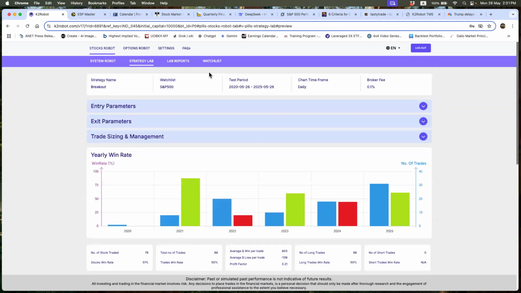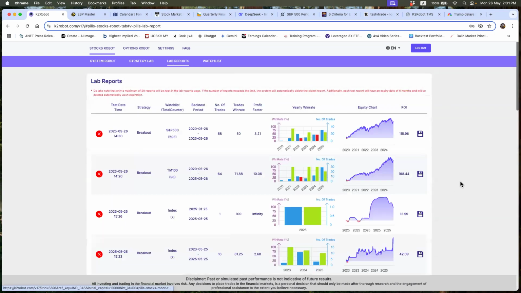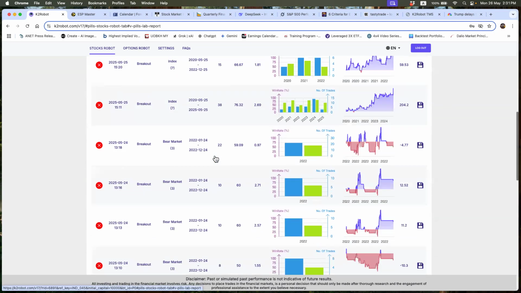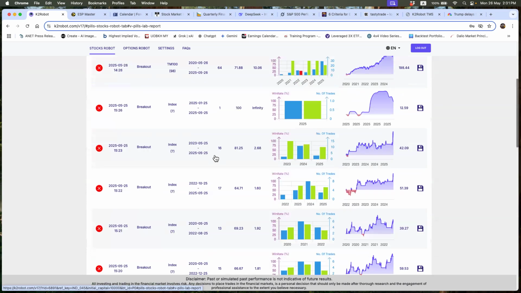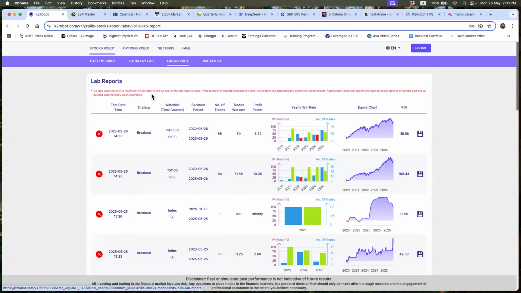Now, before I tweak further, let's go to the lab reports. When you go to the lab reports, all the backtests that you have done will be here. I think we store up to 20 reports. So you can see this is the earlier one that we ran on the TM100. The ROI was 198%. What we don't like about it is the lack of trades. That means the data is not robust enough. We want statistics, we want a lot of data. Then we can trust the performance.